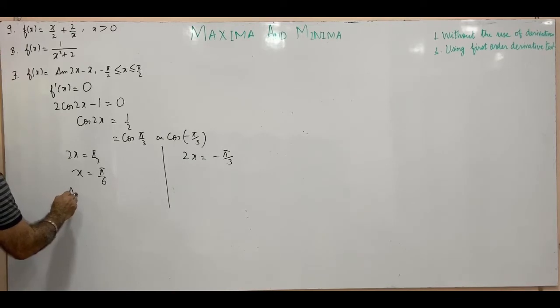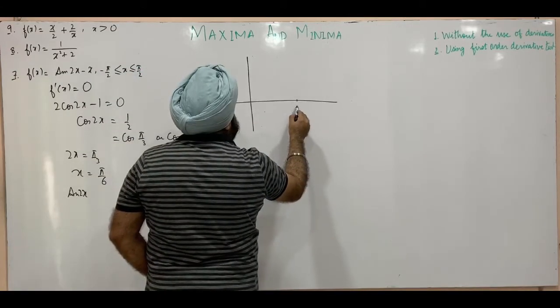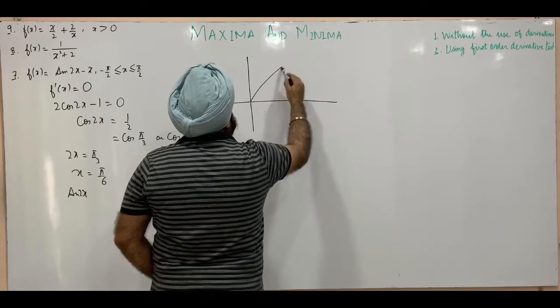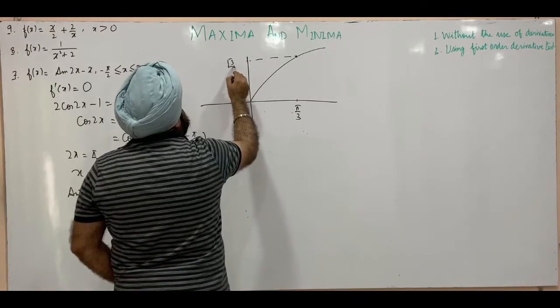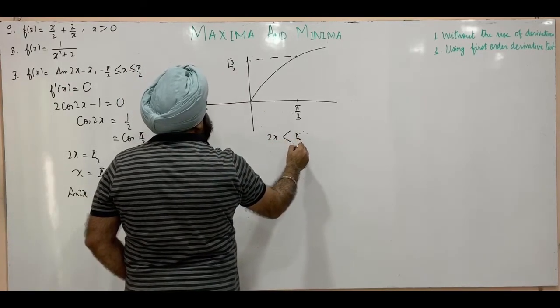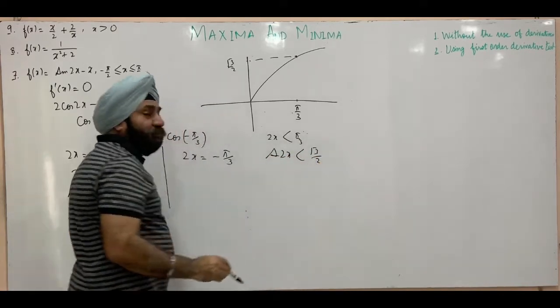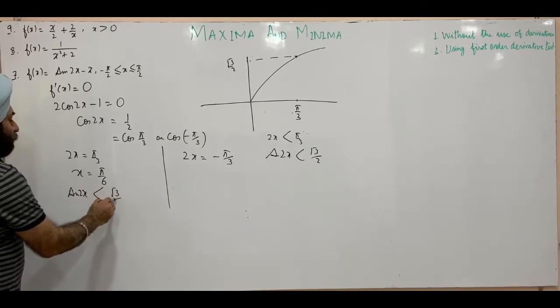So what about sine of 2x? We can draw a graph of sine function. This is pi by 3, and at pi by 3 sine function has value of root 3 by 2, and when angle 2x is less than pi by 3, so sine of 2x will be less than root 3 by 2. So we can say sine of 2x is less than root 3 by 2.